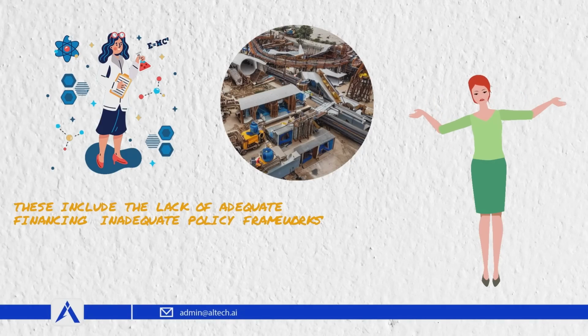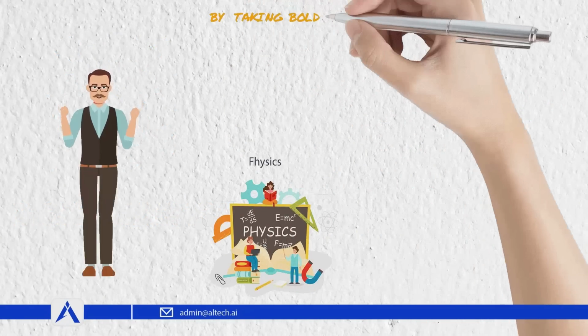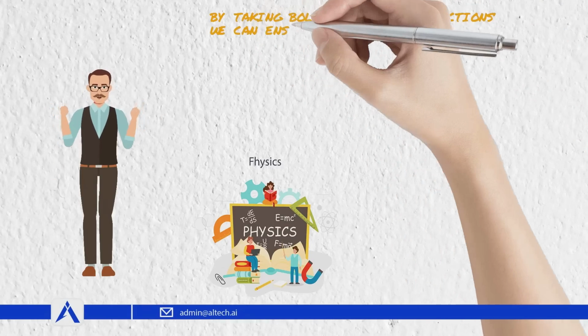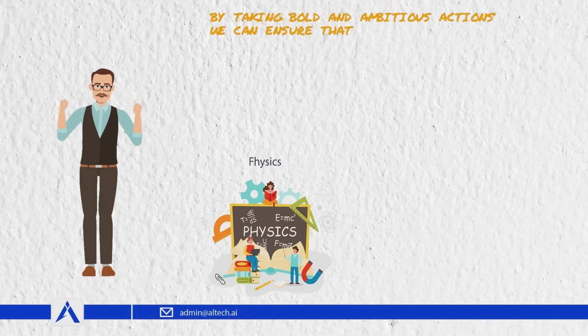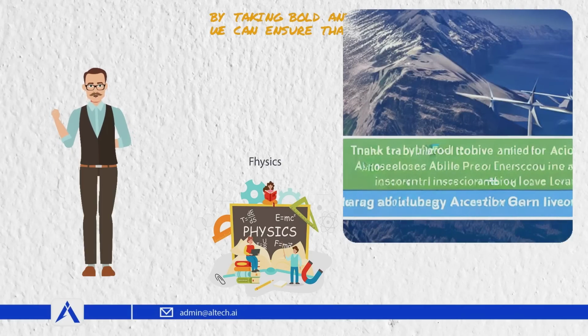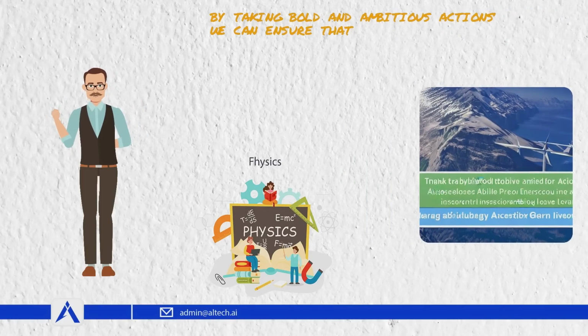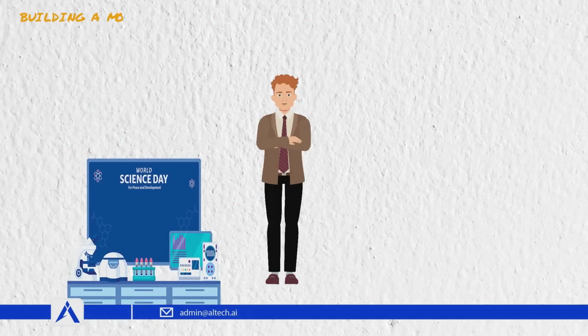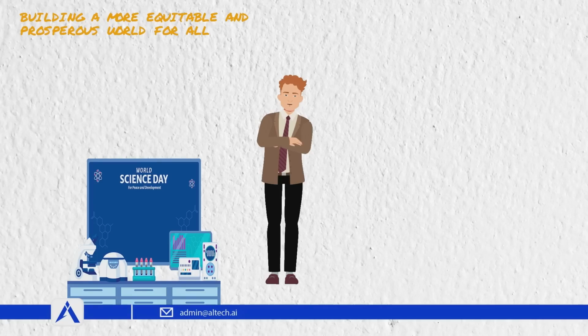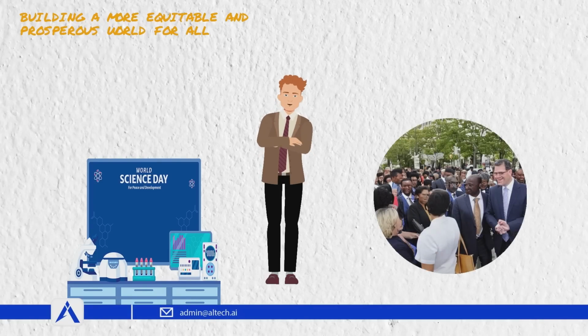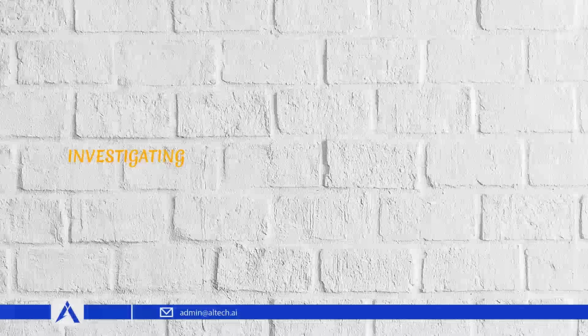However, to realize this potential, there are several challenges that must be addressed. These include the lack of adequate financing, inadequate policy frameworks, and the need for technology innovation. Governments, private sector actors, and international organizations must work together to address these challenges and create an enabling environment for renewable energy to thrive. By taking bold and ambitious actions, we can ensure that everyone has access to clean and affordable energy, regardless of where they live. The benefits of achieving universal energy access.